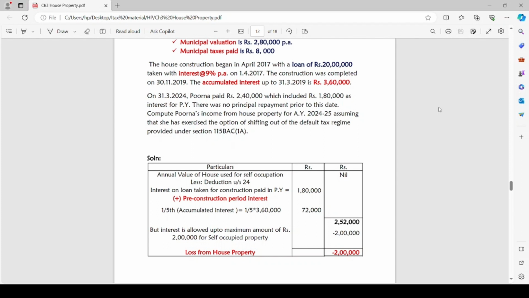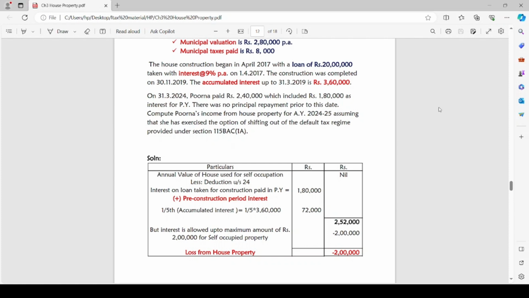In the question, it is given that the loan amount is rupees 20 lakh, the interest is 9% per annum, and the accumulated interest up to 31st March 2019, that is the year prior to the year in which the construction has been completed. The construction was completed in the financial year 2019-20. The accumulated interest up to 31st March 2019 is 3,60,000. This will serve as the pre-construction period interest.